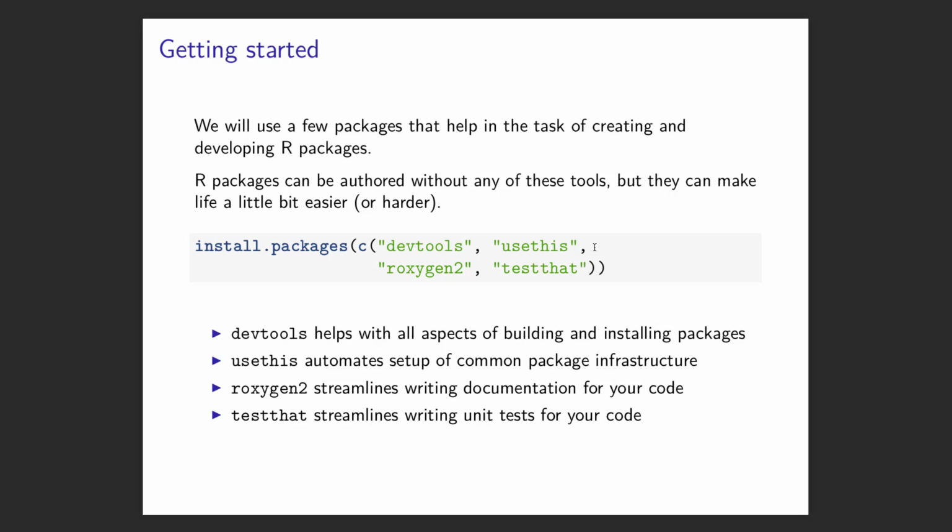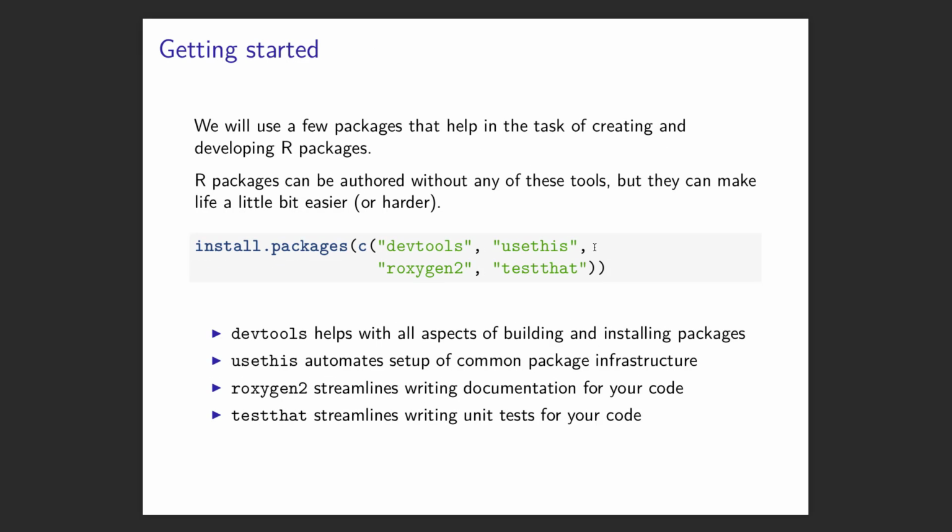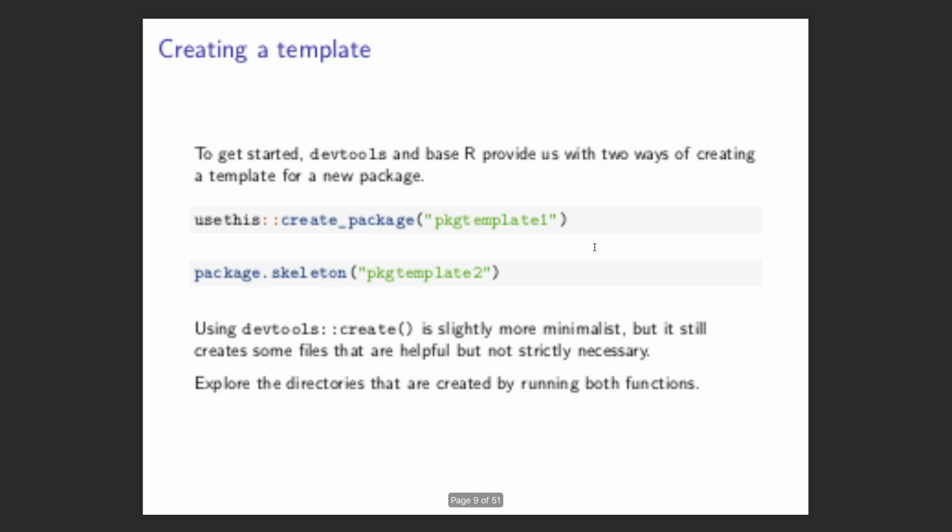roxygen2 is a package that lets you write documentation with structured code comments, rather than writing the LaTeX style documentation by hand. And testthat is one of the packages that you can use for unit testing. We'll talk more about unit testing probably tomorrow. testthat is one of the packages you can use for that. There's another one called RUnit as well. Again, I want to emphasize all of these are totally optional. We'll be using some of them, but you don't actually need any of them.